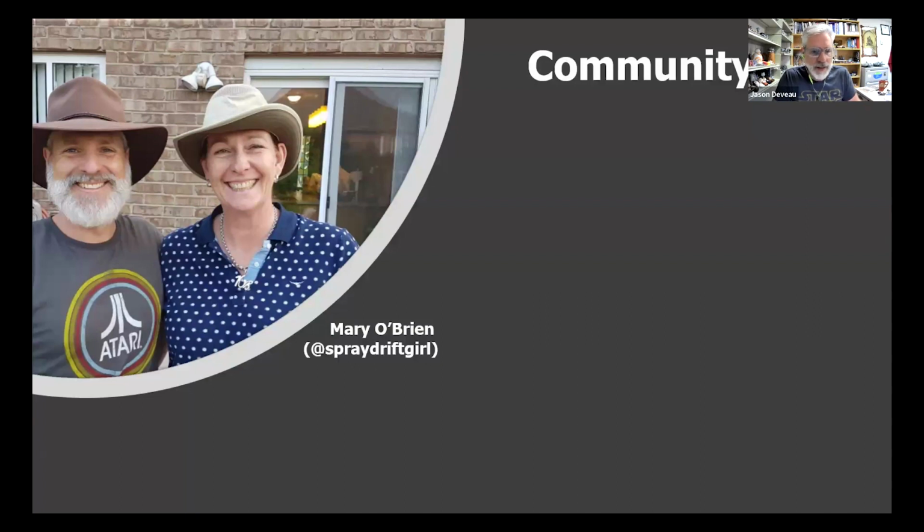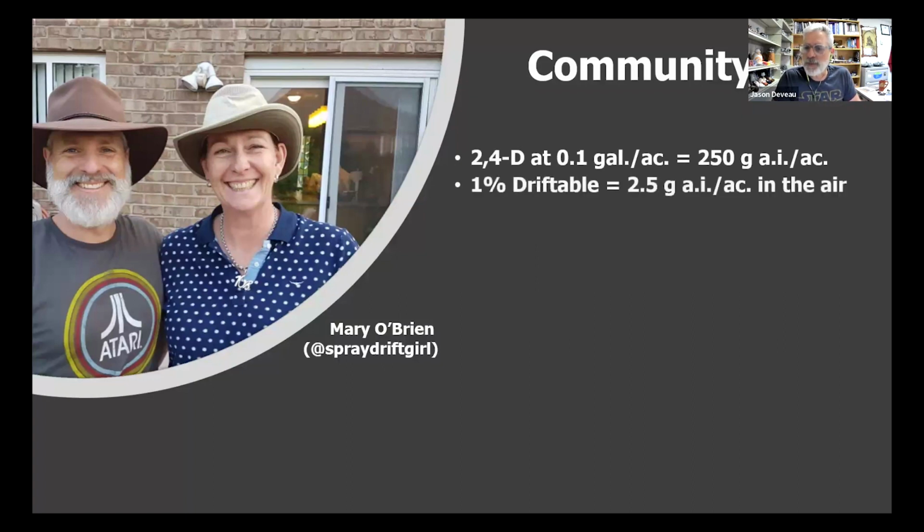This is Mary O'Brien. She goes by Spray Drift Girl, and she coined the phrase community drift, and I loved this. I'm not going to go into the math, even though I've got it here, but let's say one sprayer spraying a few fields is capable of putting 250 grams of active per acre onto the ground. And some portion of that, 1% of what you sprayed, leaves the ground as a volatile, which means now 2.5 grams of active per acre is somewhere in the air. Is that enough to cause damage? Well, according to Mike and I in our pop bottles, not quite, but it could.